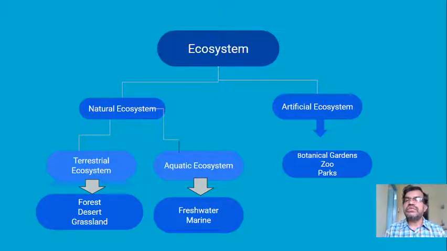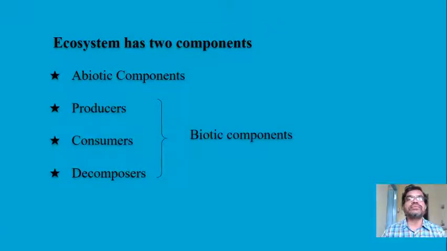In an artificial ecosystem, mainly there is an interference of man. He controls it, he creates it, he checks it. So therefore, it is an artificial ecosystem, and botanical gardens, zoos, and parks are types of artificial ecosystems. According to Odum, an ecosystem has two important components: the abiotic components and biotic components. Abiotic components are the non-living part of the ecosystem, whereas the biotic components are the living part of an ecosystem.